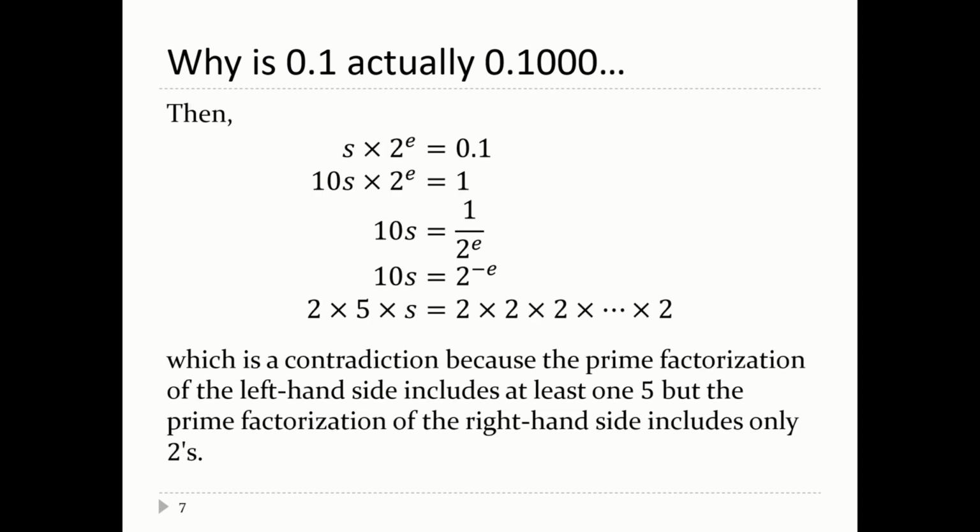So how does this work? s times 2^e is equal to 0.1. I multiply both sides by 10 to get rid of the decimal point, so I get 10s times 2^e equals 1. Now I divide both sides by 2^e, so I get 10s equals 1 over 2^e. Now e is negative, so I can bring the 2^e to the numerator by negating the exponent. So I get 10s equals 2 to the power minus e, and remember, e is negative, so that becomes a positive number. Now you write out the prime factorization of both sides. 10 times s is 2 times 5 times s. What's the prime factorization of the right-hand side? 2 times 2 times 2, absolute value of e times. The prime factorizations aren't the same. Therefore, it's impossible to represent 0.1 exactly using the IEEE standard. There's no 5 on the right-hand side, so you can't do it.